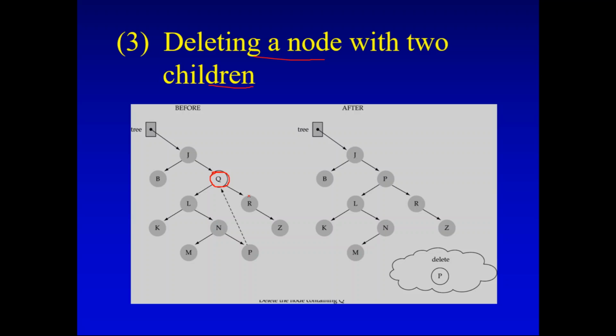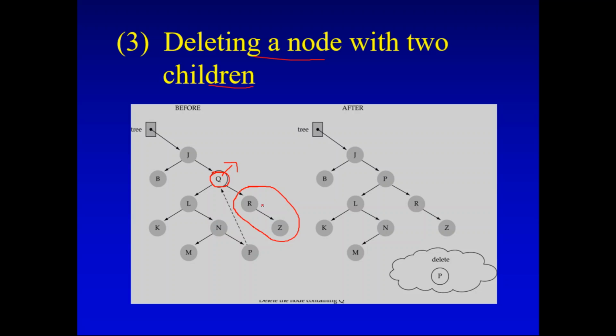Okay. The first method is, you have to find the infix successor of Q. What will be the infix successor of Q? The infix successor of Q will be the smallest node in the right subtree. You have to find the smallest node in the right subtree and that should be replaced with Q.